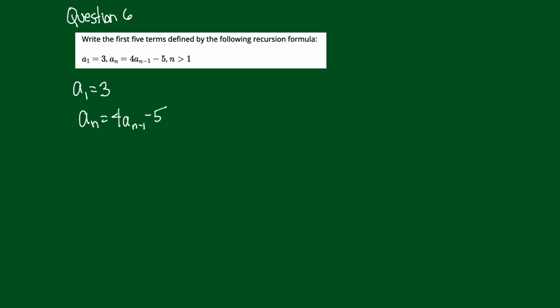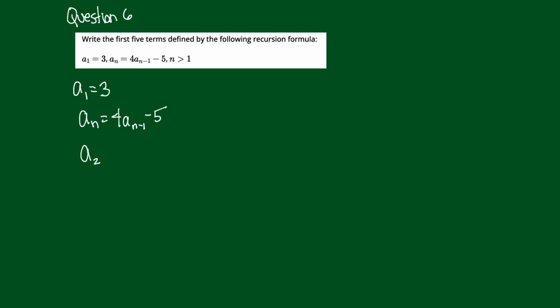Now, what it says is that the nth term is equal to 4 times a sub n minus 1, that's the number before n, right? If n is 10, this would be 10 minus 1, or 9. So you see, the 10th term would depend on the 9th term. So if I know the 9th term, I can do all this and get the 10th term. So let's use that and get a sub 2.